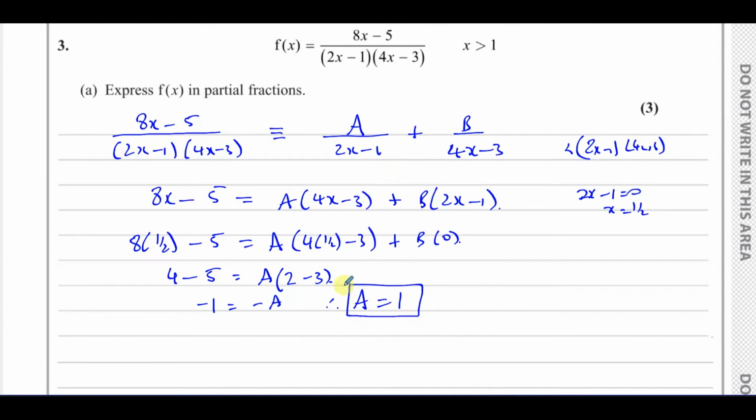Don't worry about that. Okay, so A equals 1. Now, the next step is to find what B is. So we could do something here.